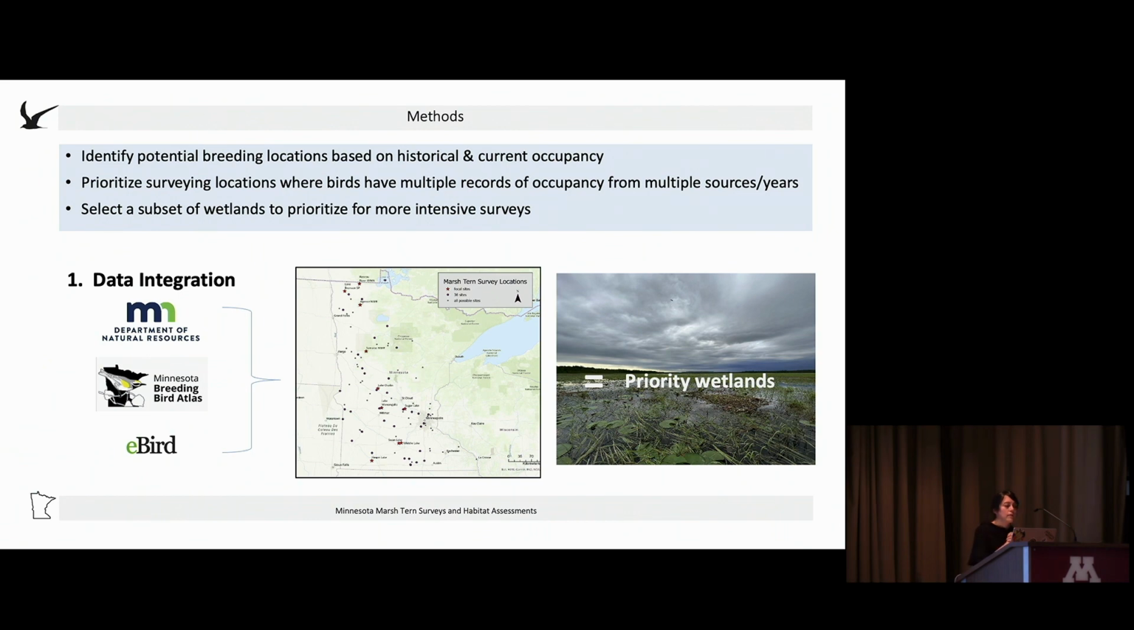And so, again, luckily the DNR has collected a lot of data on these species over the years. A lot of the historical data had been archived in there, so we used that as well as the data from the Minnesota Breeding Bird Atlas, which was also useful, and of course eBird data to fill in any gaps as well. And so from that, we selected a subset of wetlands that we wanted to prioritize for doing more intensive surveys.